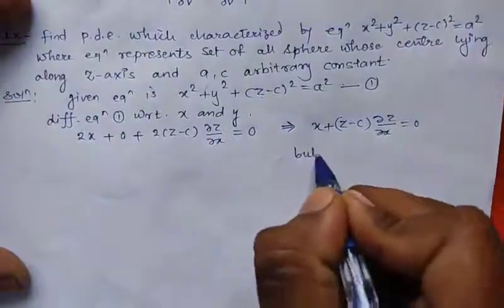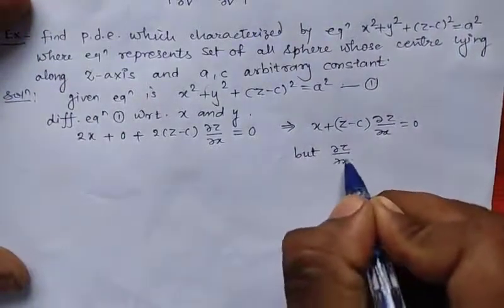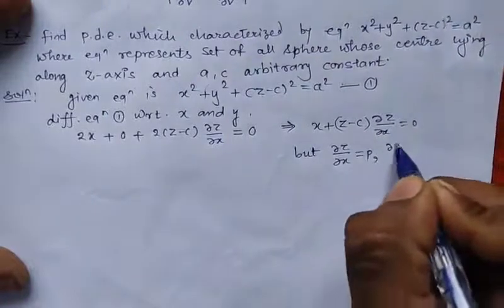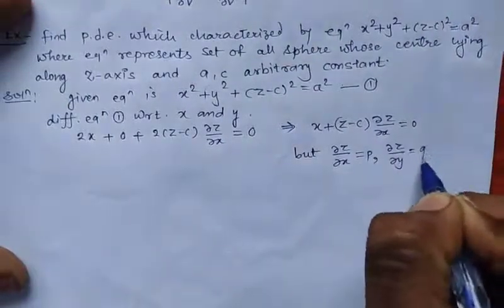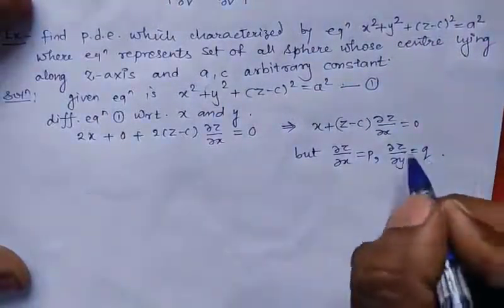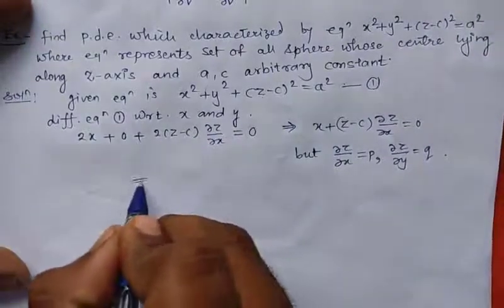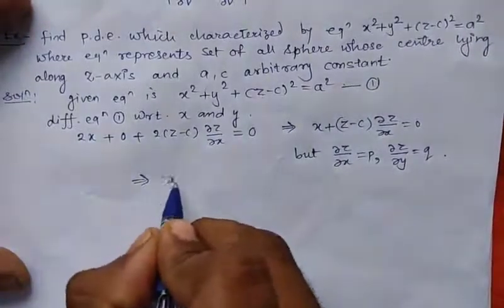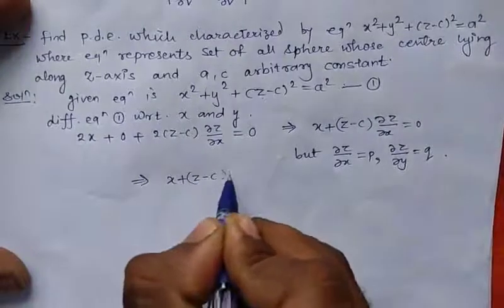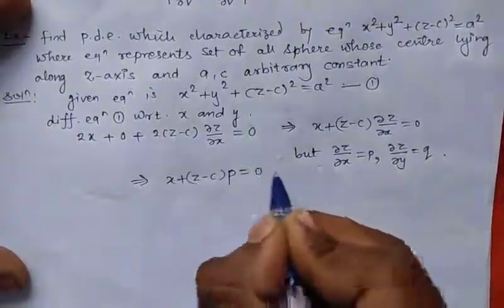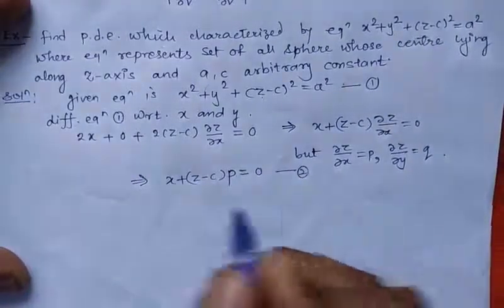But what we have, ∂z/∂x has value p and ∂z/∂y has value q. Remember this. So substituting this value, we get x plus (z minus c) into p is equal to 0. Call this equation number 2.